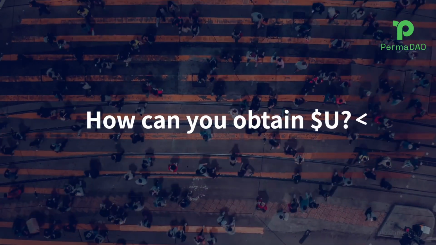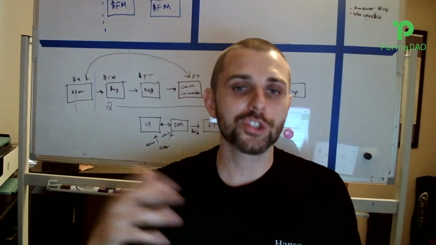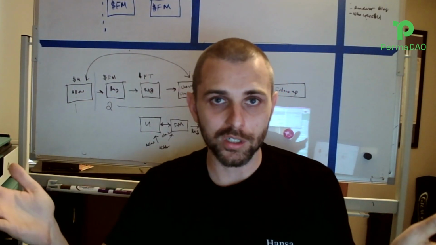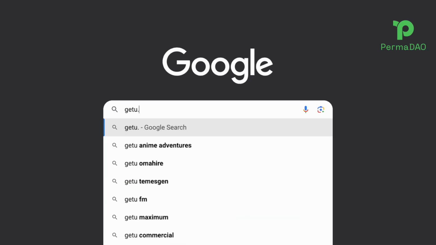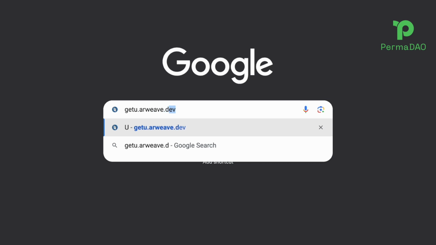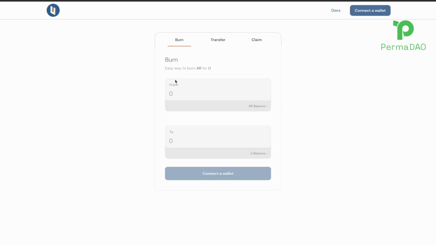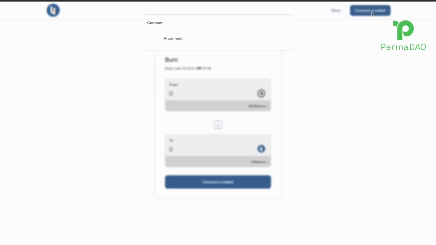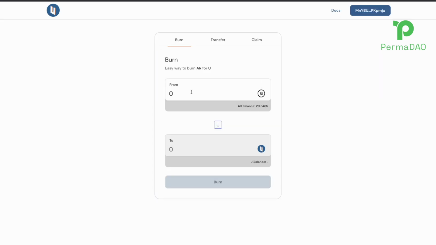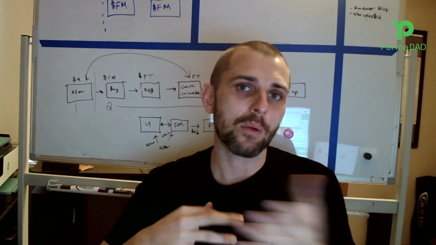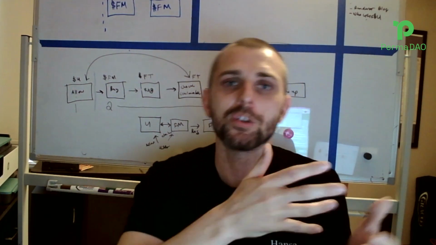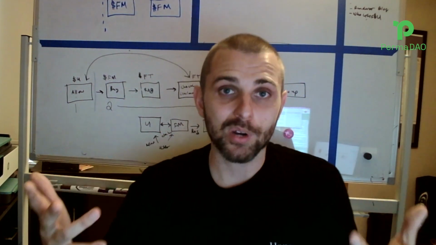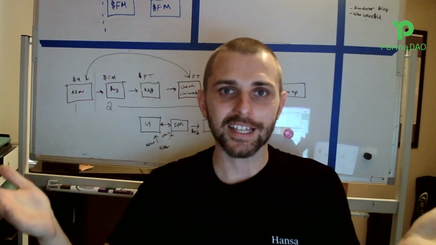So, how can you obtain U? Well, there's 3 different approaches, right? The first one, and the first one that we rolled out, was a fully decentralized PermaWeb application. You can go to this application at getu.arweave.dev or getu.gateway.io because infrastructure is swappable on Arweave. And effectively what you're doing on that website is you're burning your AR, so you're paying the endowment to mint tokens. The second approach to getting U is uploading data, right?